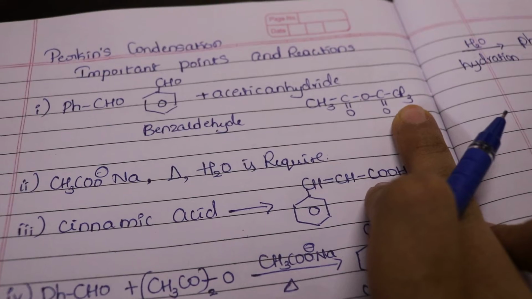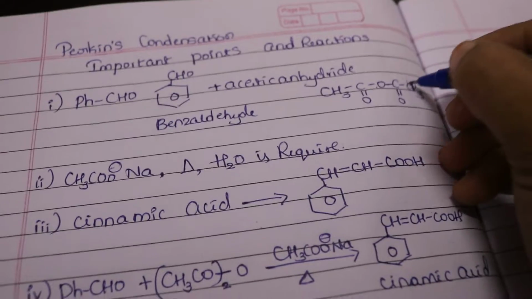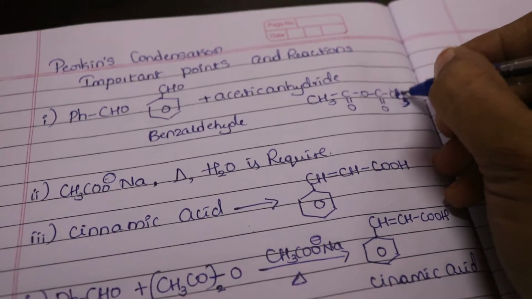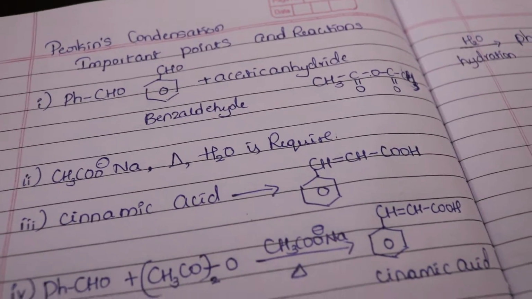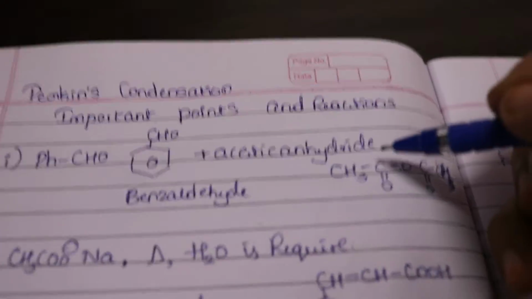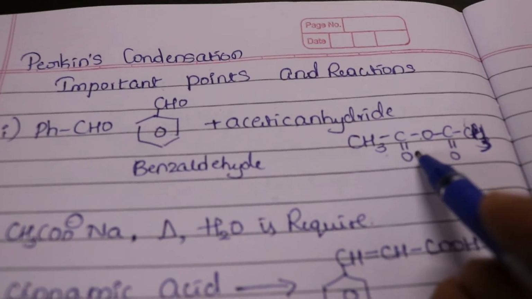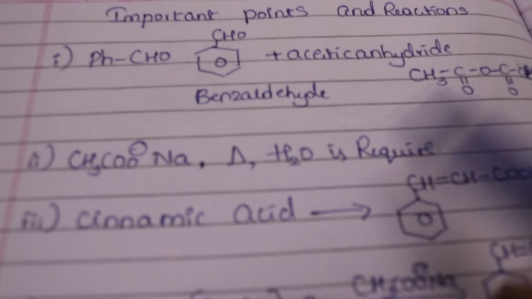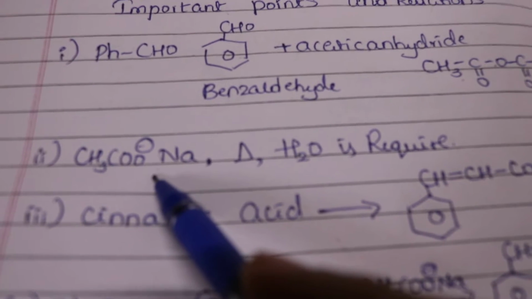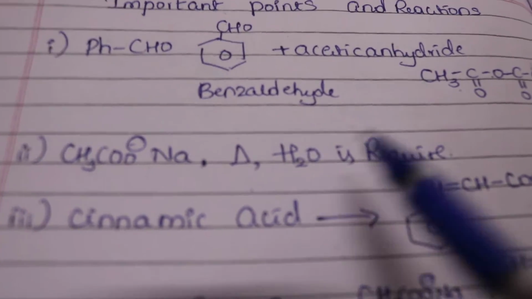CH3COOCOCH3. Okay, so the first point is benzaldehyde. We require benzaldehyde, and another one is acetic anhydride. The formula for acetic anhydride is CH3COOCOCH3, and the second one we require is sodium acetate, CH3COONa, and heat is required for the condensation, and water is also required for this.